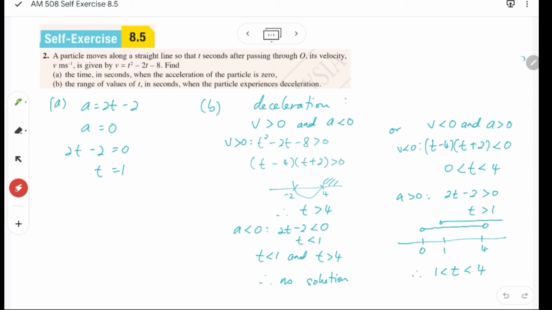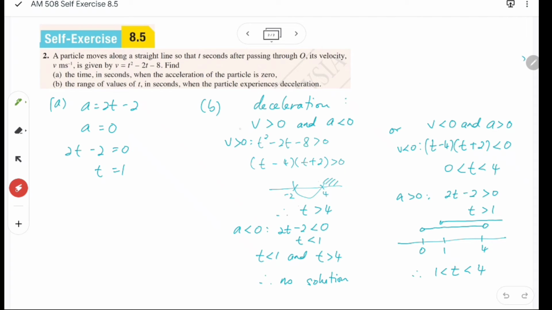B. The range of values of t in seconds when the particle experiences deceleration. So deceleration happens when v and a are of opposite sign. This means that when we are moving forward, but the acceleration is actually backward, so we are decelerating. Or when we are moving leftward, but the acceleration happens toward the right, so we are actually experiencing deceleration.